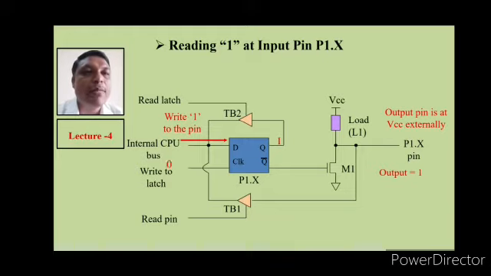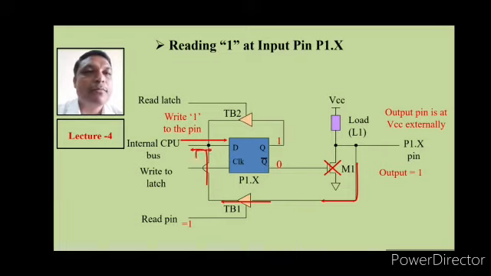As Q is 1, Q bar becomes 0, and because of this 0, the switch M1 becomes off. As this switch M1 is off, the output current from VCC will transfer towards the buffer TB1. As we have to read this data to the input, by sending signal 1 at the read pin, TB1 becomes on and current starts to flow through the TB1 buffer and reaches the input bus. In this way, the external 1 will be received at the input pin inside the microcontroller.